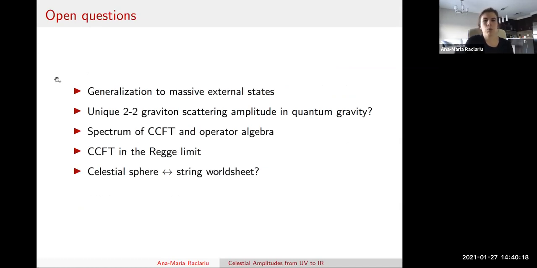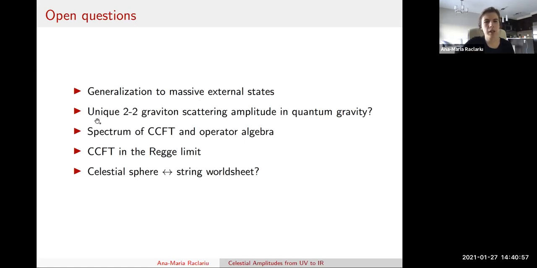Just to sum up, we showed that celestial amplitudes have some interesting properties, coming from both the UV and the IR. Of course, there are a lot of open questions. One important one, which seems like it should be obvious or easy to do, is to generalize all of this to theories with massive external particles, but it seems to be a bit more non-trivial than we thought, though I think everyone expects this to work.